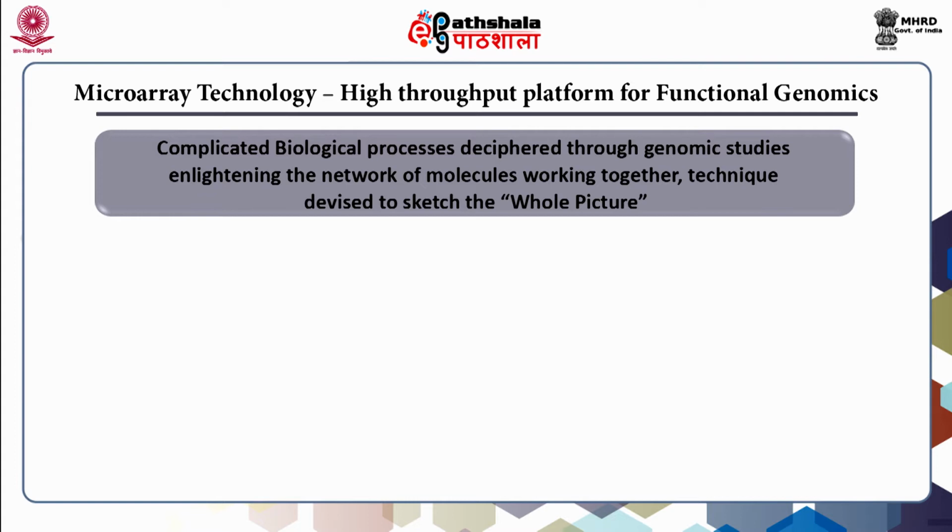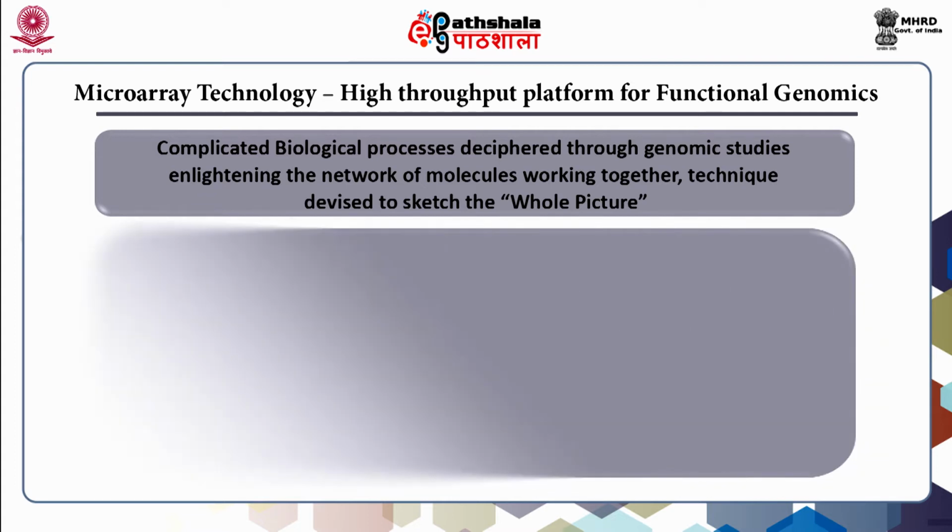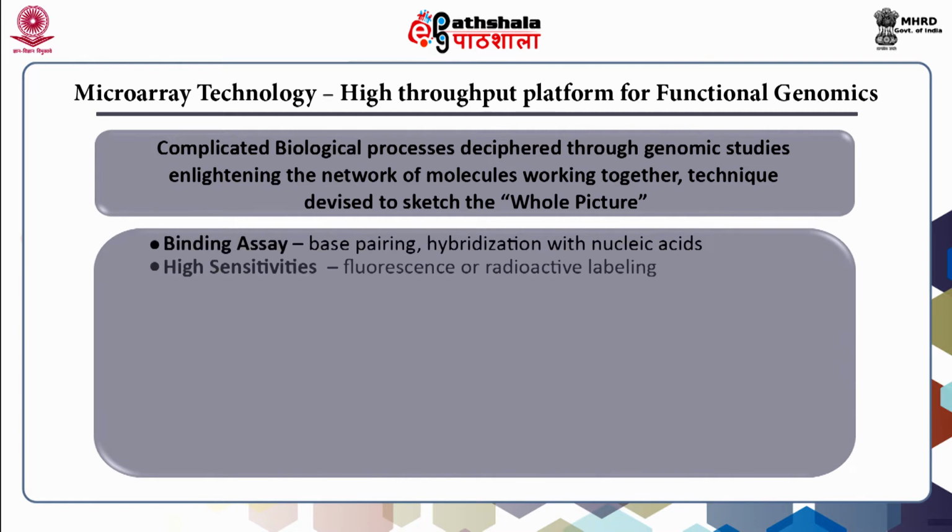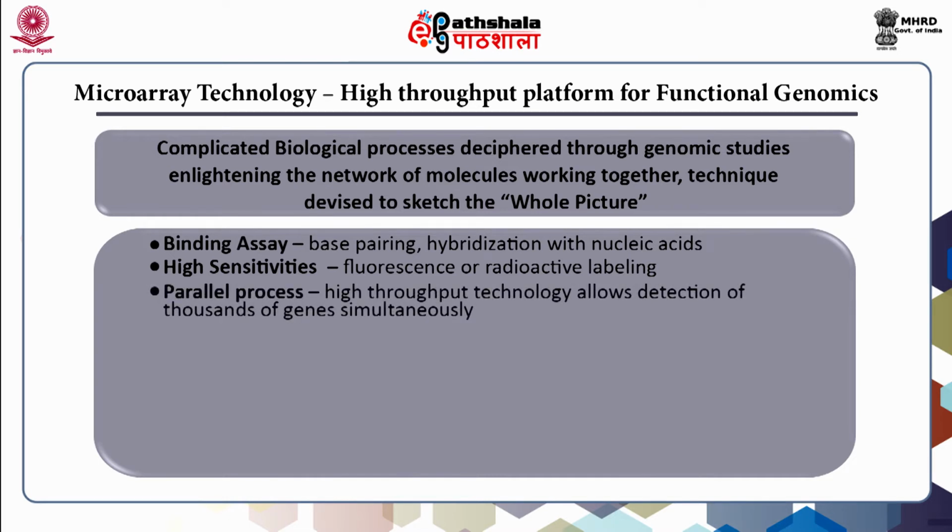The high throughput parameters that are associated with microarray are that it's a binding assay. It has high sensitivity because we are using highly specific fluorescent or radioactive labeling probes. Microarray is a parallel process, which means that it allows the detection of thousands of genes simultaneously. It is a miniaturized version of a normal hybridization platform, as we can see in the technical strategy.